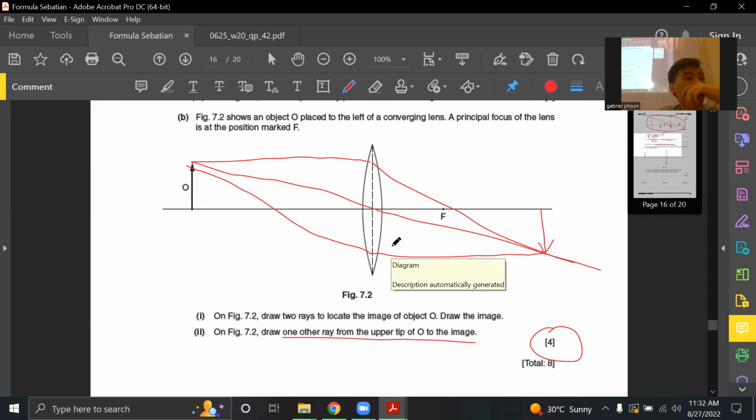Don't start from the object, Rachel. Start from the image. Draw the horizontal line first for the third one. Yeah, until the normal. Then only you draw it towards the object.